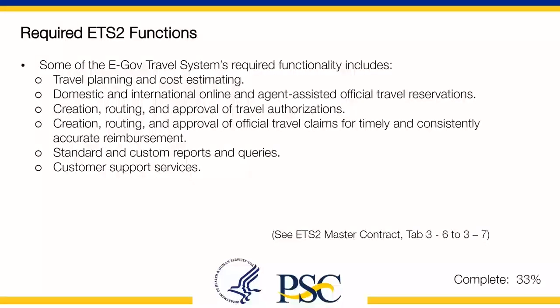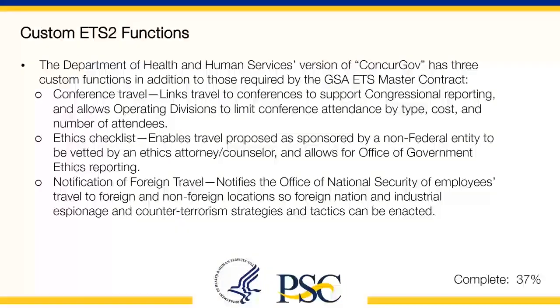Customer Support Services. The Department of Health and Human Services version of Concur.gov has 3 custom functions in addition to those required by the GSA ETS Master Contract. Conference Travel links travel to conferences to support congressional reporting, and allows operating divisions to limit conference attendance by type, cost, and number of attendees.